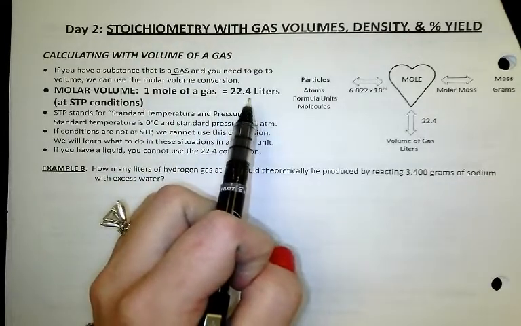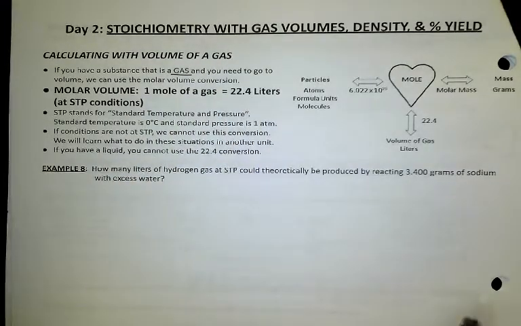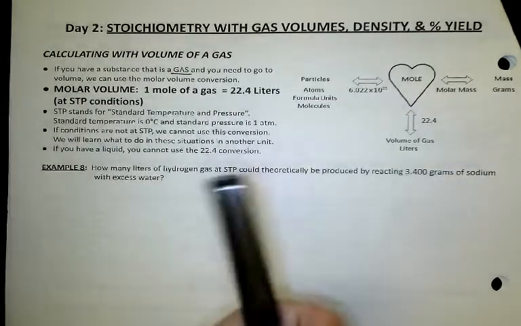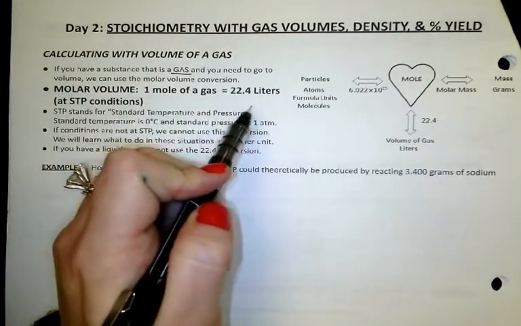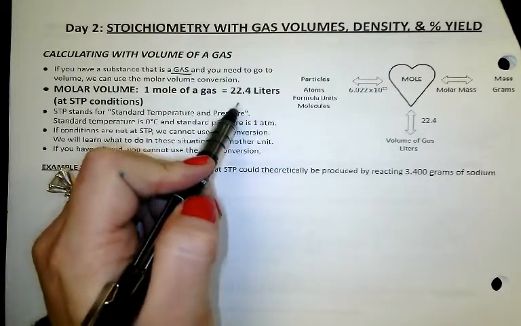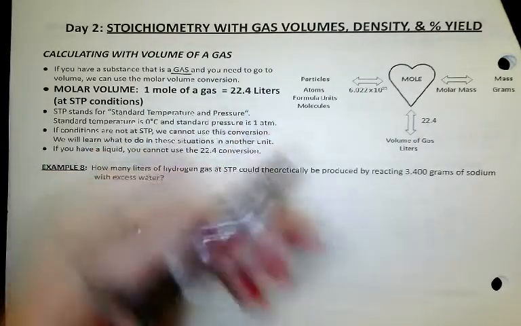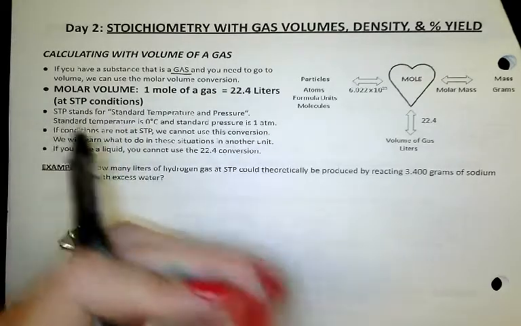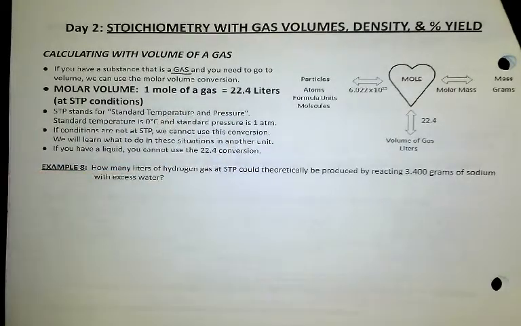Now think about how big 22.4 liters is. So think of a 2-liter bottle of soda. If you have about 11 bottles of soda, then you have a little under 1 mole of gas. So this should kind of give you an idea of how much space gases actually take up, okay? Now, if you have a liquid, you cannot use the 22.4 conversion. You can only use that when you're talking about gases.